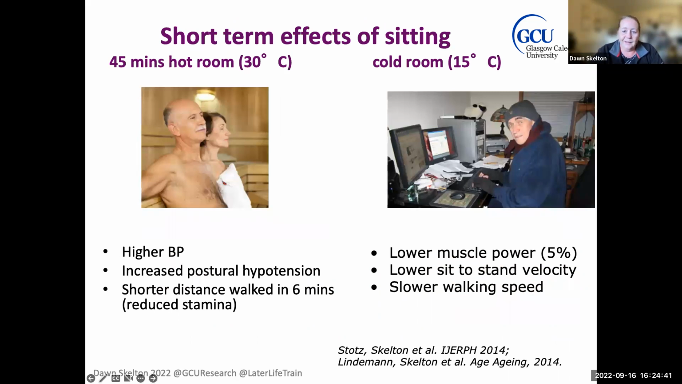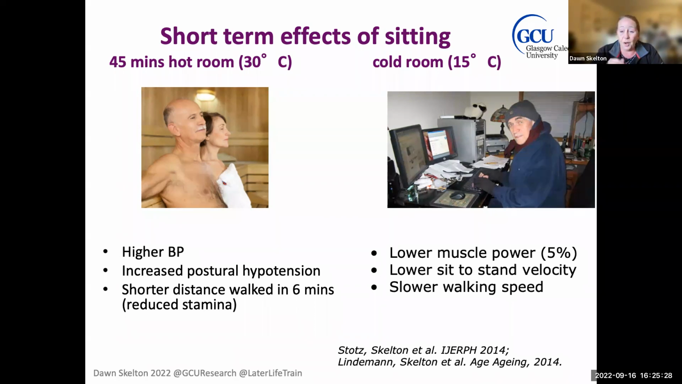This sitting is an interesting thing. First of all, we know that even short-term effects of sitting in extremes of temperature make a difference, and many care homes are very warm. So if, for example, you look at this particular study on the left, where older adults were asked to sit in a warm room, 30 degrees, for only 45 minutes, and things were measured before and after their sitting in that temperature. And you can see in just 45 minutes of sitting in a very warm room, so think back to the heat wave earlier in the year, they'll have higher blood pressure, increased postural hypertension, so they're more likely to get dizzy on standing, and they have a shorter distance walked in 6 minutes. Their stamina is reduced just from 45 minutes of sitting in a warm room.